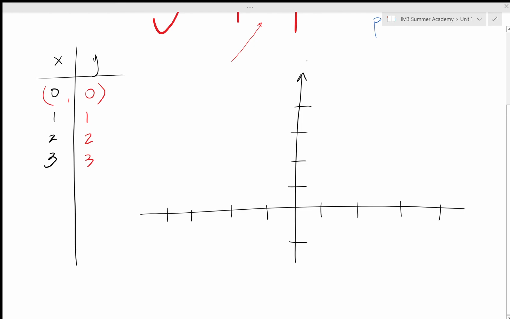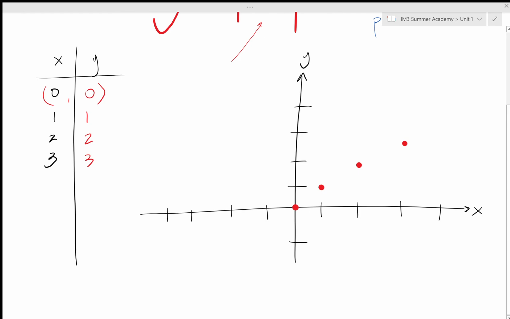We have our y-coordinate, our x-coordinate. So I'm going to go ahead and start graphing these. My first point is at 0, 0. That's the origin. Next point, 1, 1, 2, 2, 3, 3. So everything here is in quadrant 1.